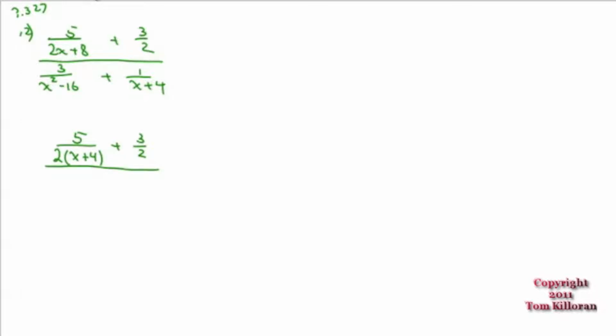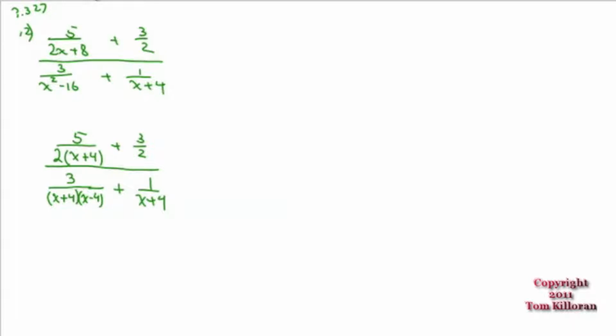Over here, you get 3 over x squared minus 16, which could be written as 3 over x plus 4, x minus 4. Sure, x plus 4, x minus 4, or vice versa, it doesn't matter. And then finally that last one we can't do much with, 1 over x plus 4. It's just a linear factor.